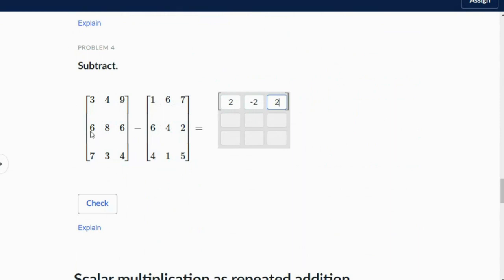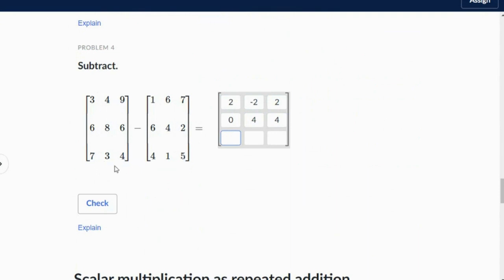Second row. We've got 6, 8, 6 and 6, 4, 2 as the 2 rows, and we're subtracting the second matrix from the first matrix. So 6 minus 6. I'm seeing 0, 4, and 4. 8 minus 4, 6 minus 2. Yep, that all looks good.